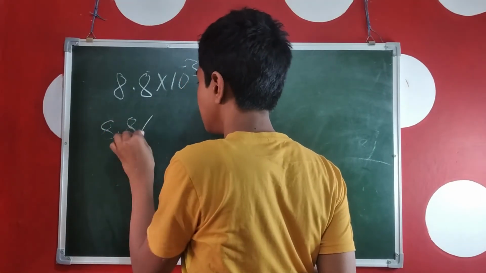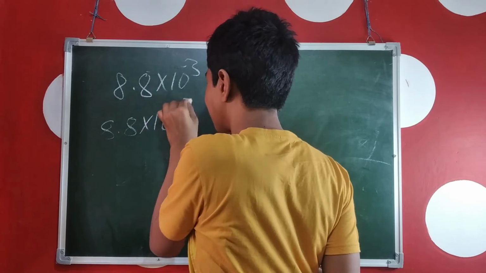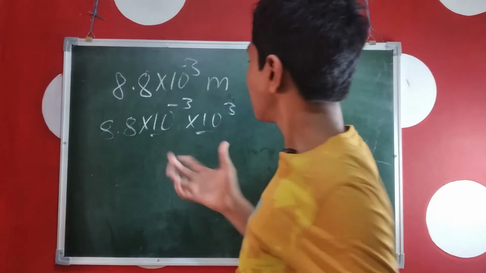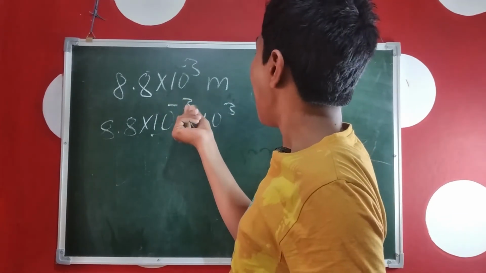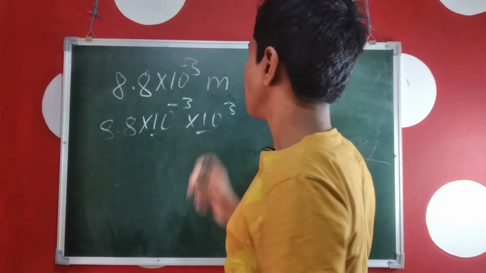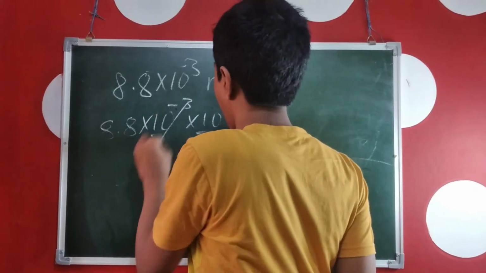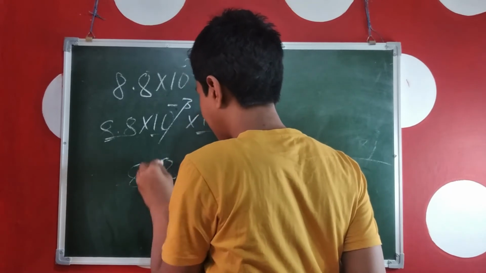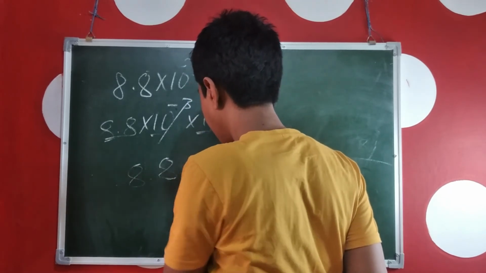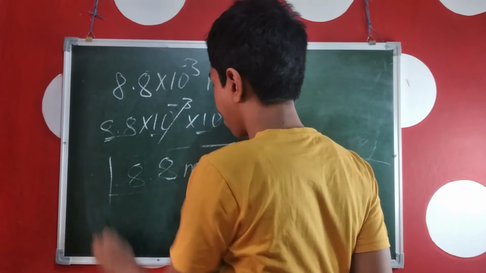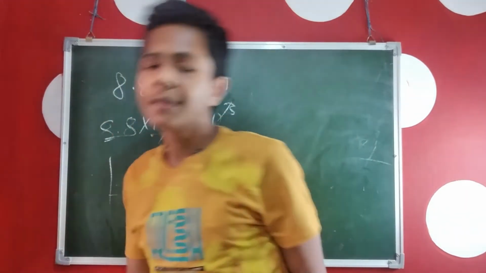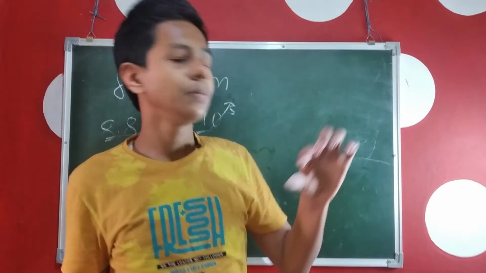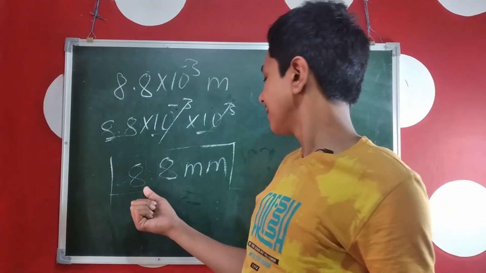8.8 into 10 to the power minus 3 into 10 to the power 3. These both have the same base, so we will add the exponents. Minus 3 plus 3 will cancel. So the answer will be 8.8 millimeter. 8.8 millimeter will be the answer, guys. If the Earth is compressed into a black hole, it will be a black hole of radius around 8.8 millimeter.